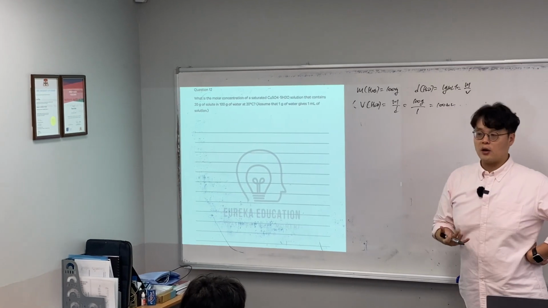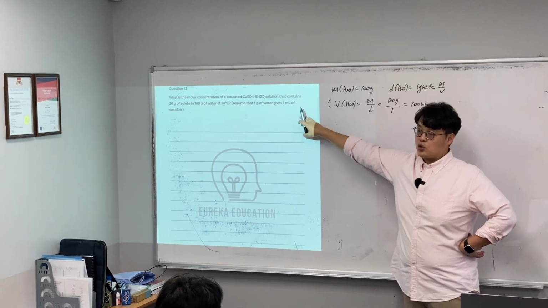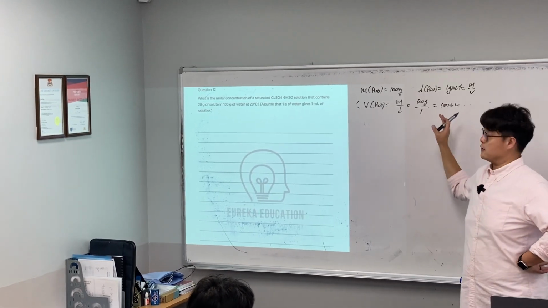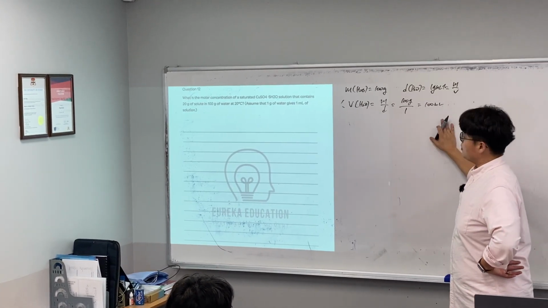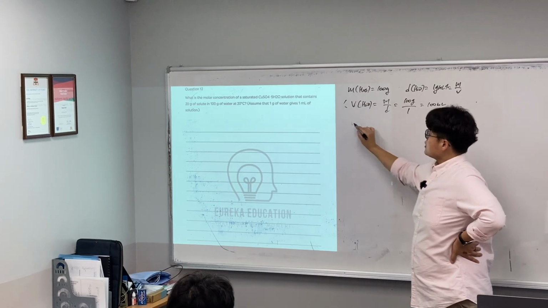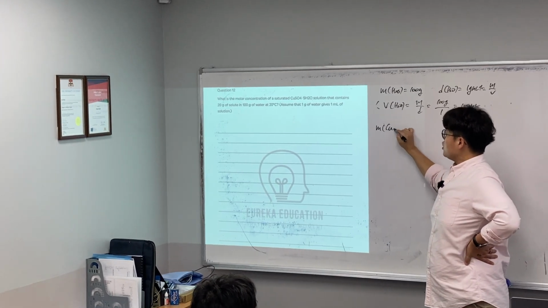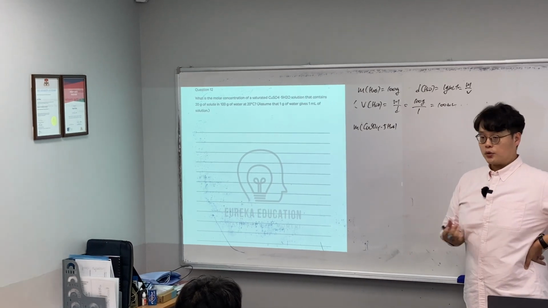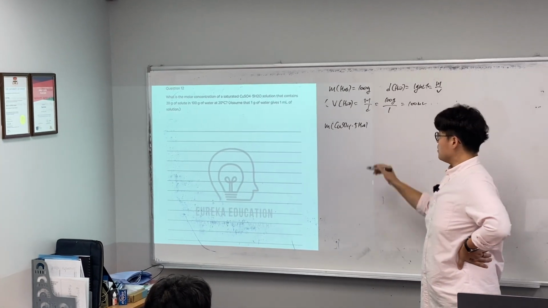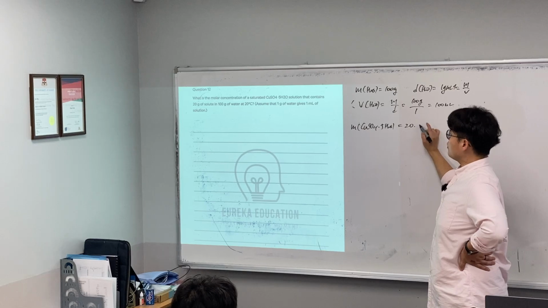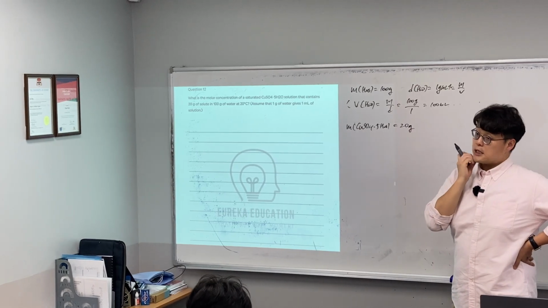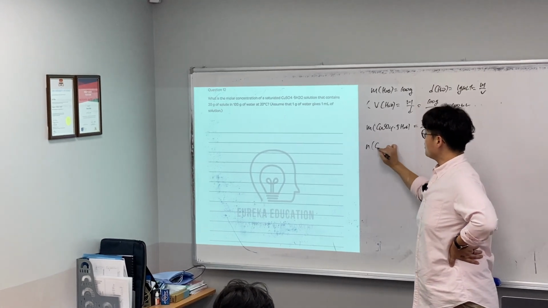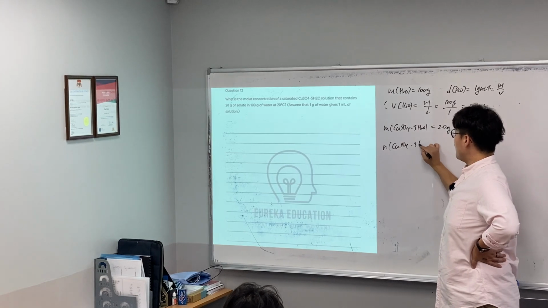You don't really need to show all that, because it simply asks you to use the assumption. I can just say the volume of the water is 100 mL. Now, the important thing is the mass of the solute, CuSO4·5H2O. This salt, we put it into the water. It's given as 20.0 grams. So easily, we can find the n of the CuSO4·5H2O.